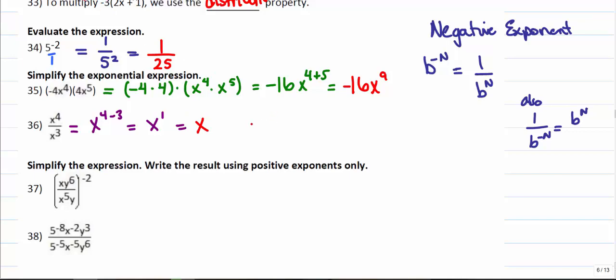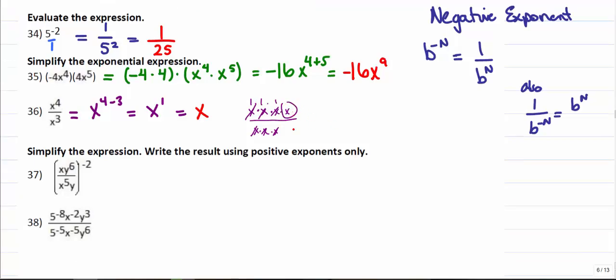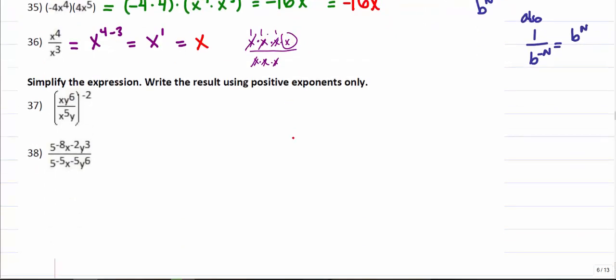But I think it's important to note that what happened here is we had this in our numerator divided by this in our denominator. And so each of these were really 1s, right? And so all those 1s don't change anything, and I'm just left with x. All right. 37 has a bunch of stuff to an exponent out here. Well, that is the power rule.